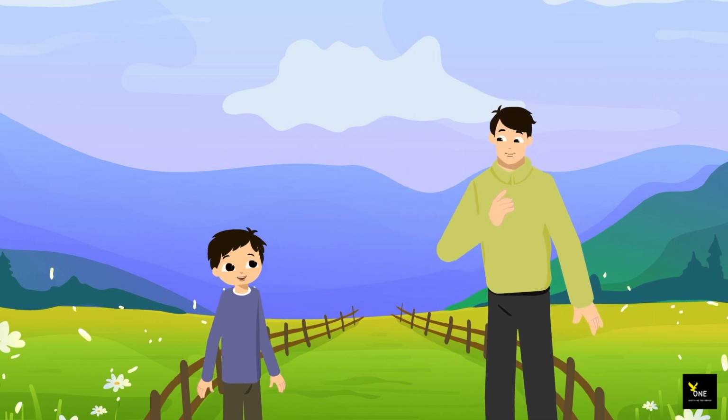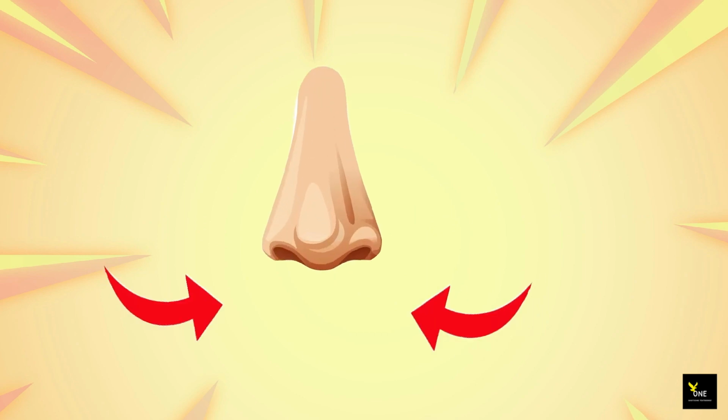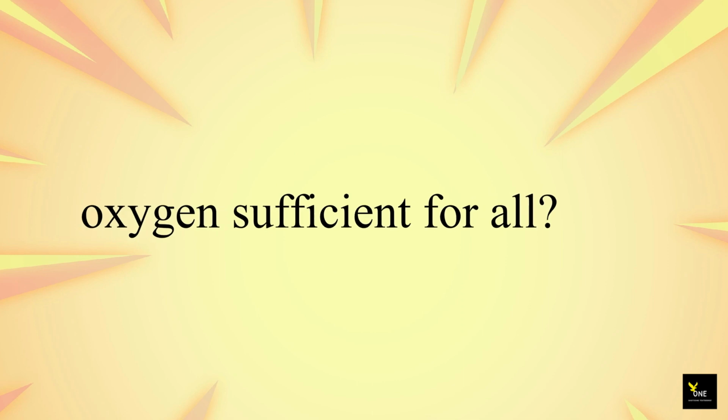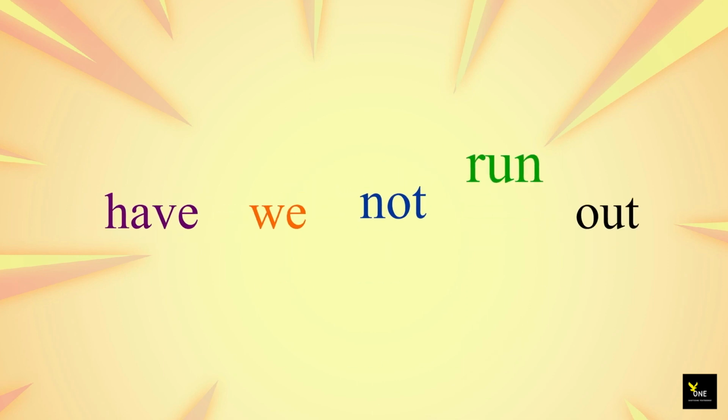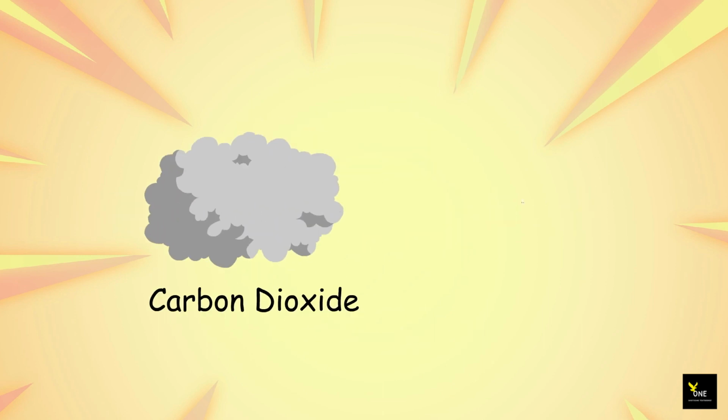So, Dad, as far as I know, all living organisms need oxygen to respire. But after we breathe, we let out carbon dioxide. So, how is the oxygen sufficient for all? How have we not run out of oxygen? And how is the percentage of CO2 still so low?